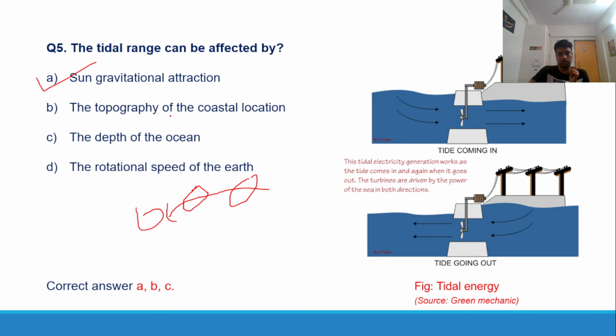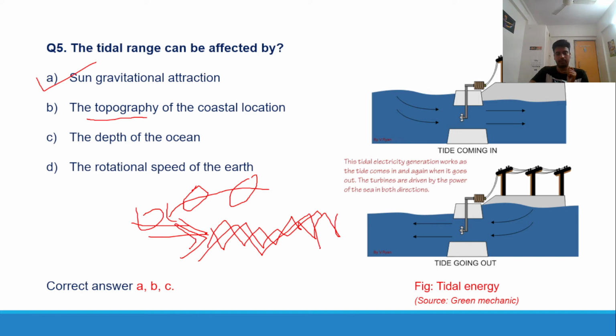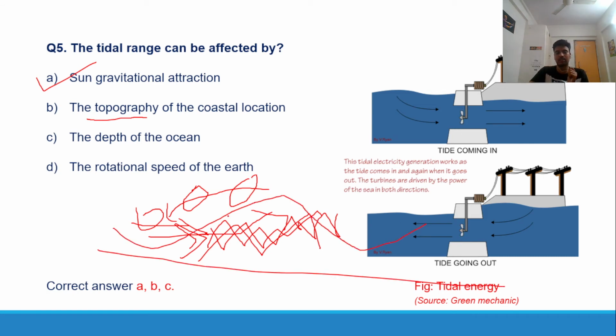Also, you will see the topography of the coastal location is a very important factor. What is topography? Topography is simply the landscape of the coast. If there is a bulging landscape, it will take away the energy in the tides, so we cannot harness much energy here. But if it is a plain landscape, tides will be like this. We can harness energy, much height is there, much kinetic energy is stored. So more kinetic energy is converted to electricity. So that's how it works. Depth of the ocean, yes, very much.